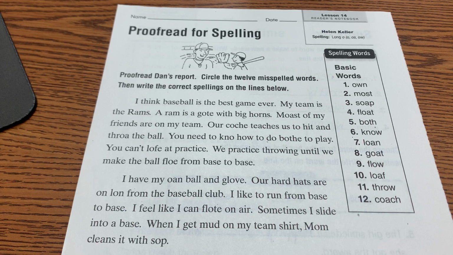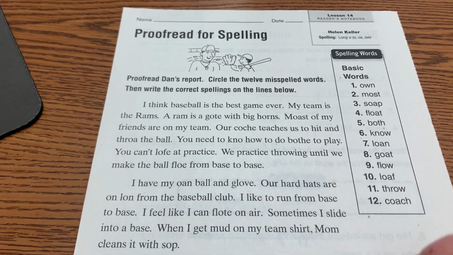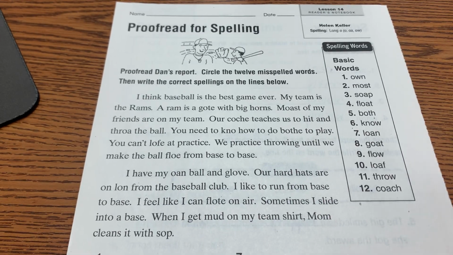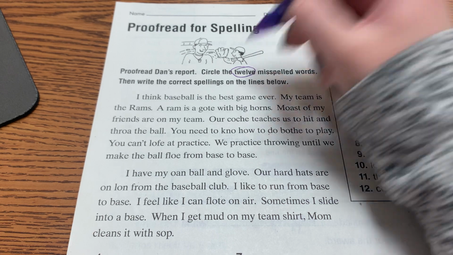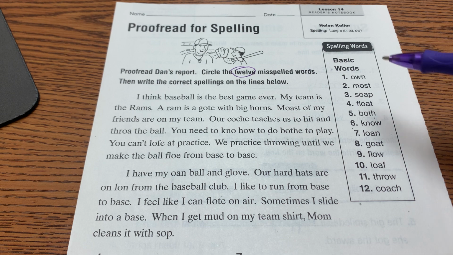Hey guys, these are your Reader's Notebook pages for today, pages 212 and 213. This page we are proofreading for our spelling. We're just going to read these two little paragraphs and find all of the spelling mistakes and rewrite them correctly down here on the lines. So you're going to proofread Dan's report, circle the 12. Okay, so there's 12 of these misspelled words. Then write the correct spellings on the lines below.